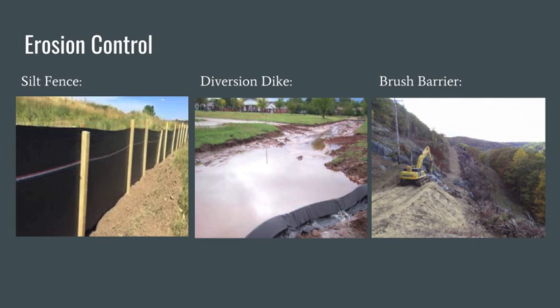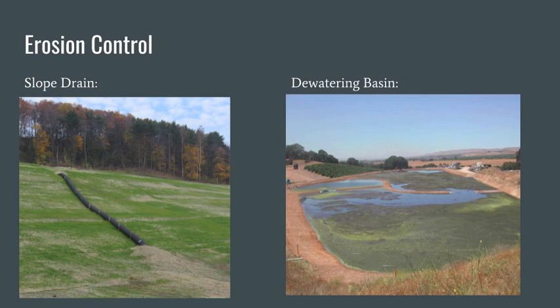Silt fences are usually made out of a fabric, often reinforced with wire mesh. Brush barriers are made of construction spoil material from the construction site, often combined with filter fabric. A diversion dike is an earthen berm that directs water to a sediment basin. Slope drains are used to convey water down a slope, thus avoiding erosion before permanent drainage facilities are constructed. Dewatering basins are detention areas for the storage of sediment-laden water.